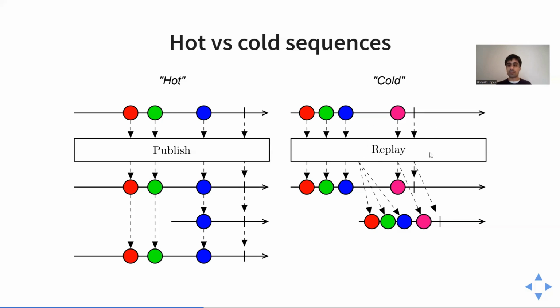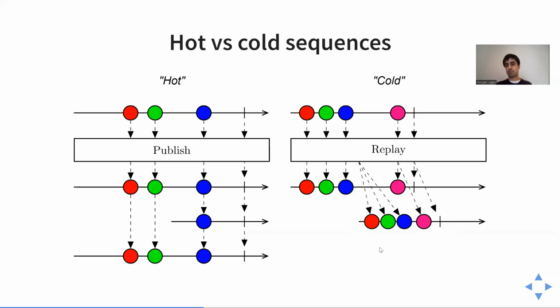Replay, on the other hand, does the opposite. It turns a hot sequence into a cold sequence. And how does it do that? It uses memory. If you imagine that the starting sequence is a camera streaming frames or some other hot process, what replay is going to do is store all the values, all the frames that are arriving from the camera in memory. It'll play them back to anybody who is listening.